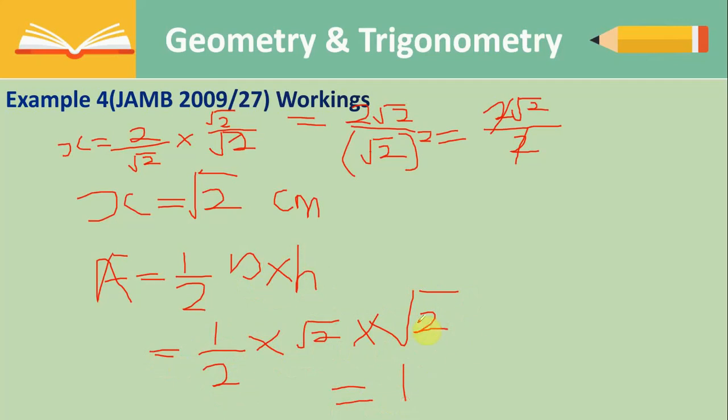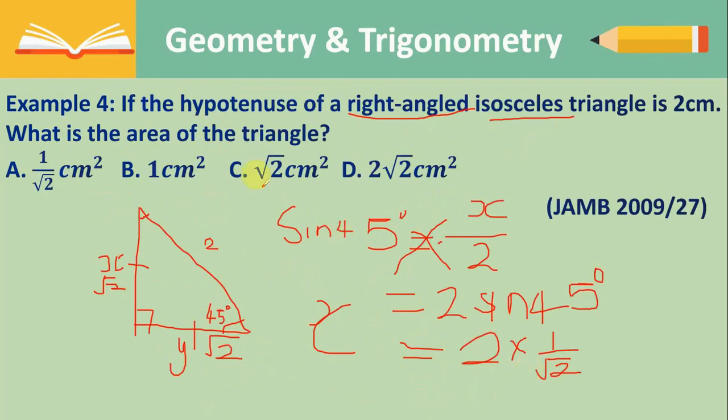How do I get 1? Don't forget, root 2 and root 2 give us 2, because the roots take each other out. Or, in a simple way, multiply what we have inside and find the square root. 2 times 2 is 4. The square root of 4 is 2. Then this 2, we take out this 2. Remain 1. So the area of the triangle is 1 centimeter squared, which is the answer.